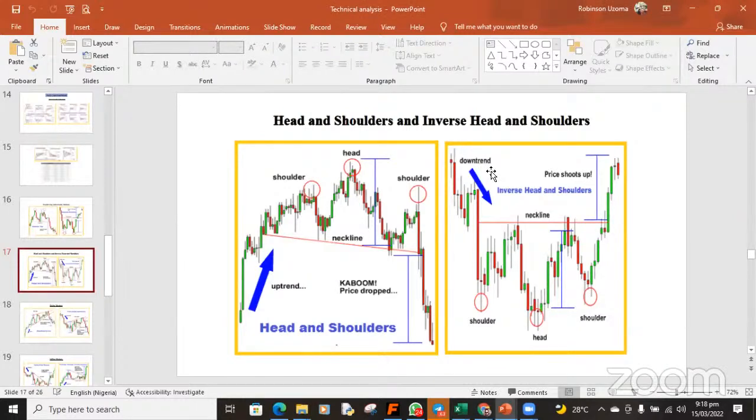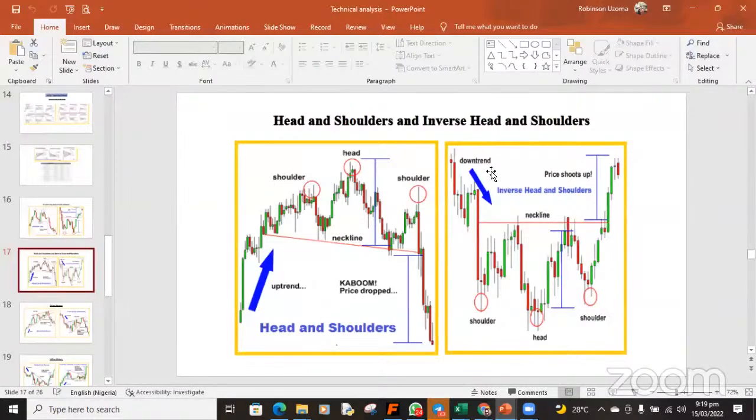Whenever you see this on your chart, know that the market is about to reverse. You don't need a prophet to tell you, uncle, buy the market, or auntie, sell the market. The market will give you a pattern that you will see. It will always give you something. The market cannot be buying and all of a sudden turn and be selling.